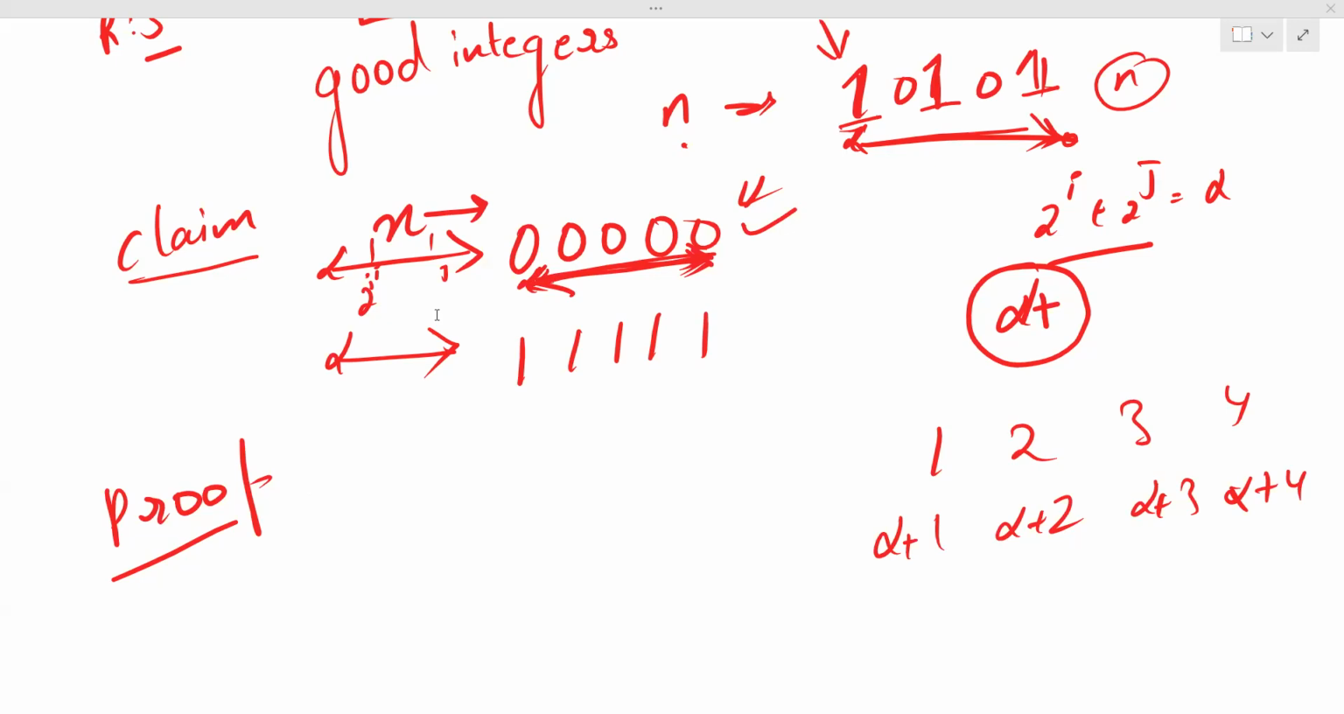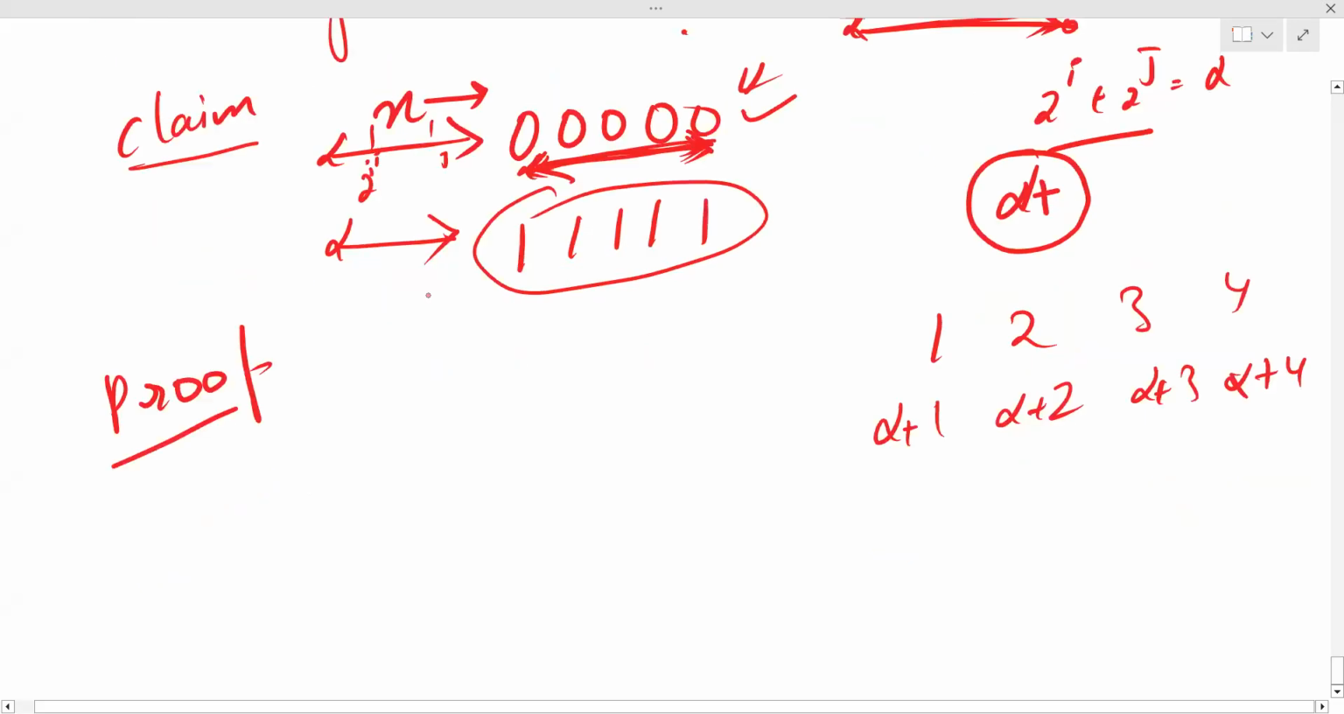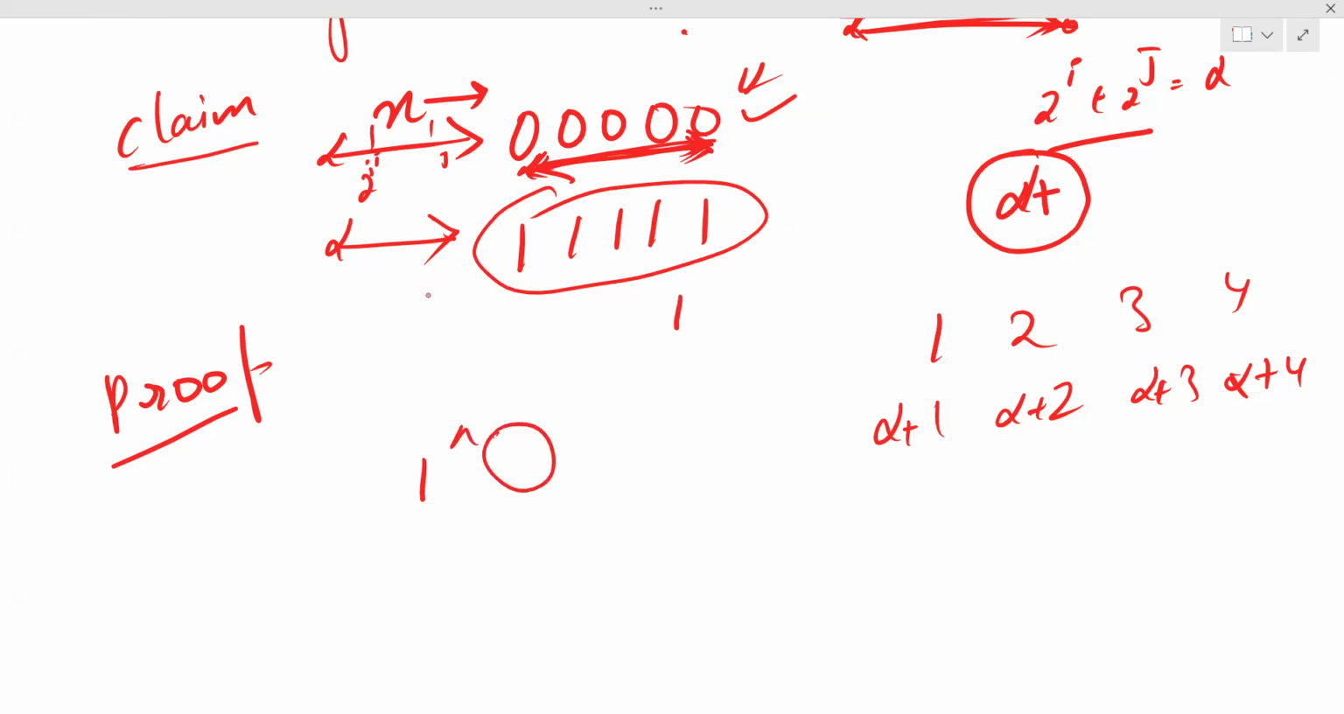Okay, so now let's consider when I only have ones. If I only have ones, forget about these bits. Okay, let's say these bits are right now only 0. So 1 XOR this kind of number x will give me x minus 1.